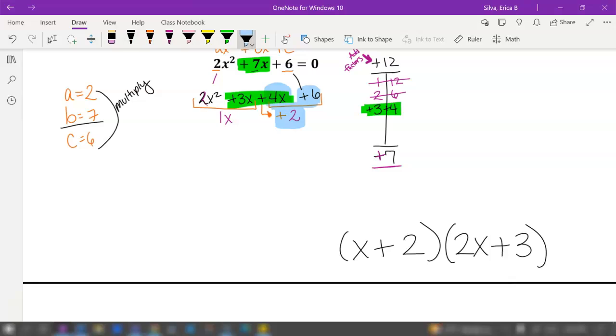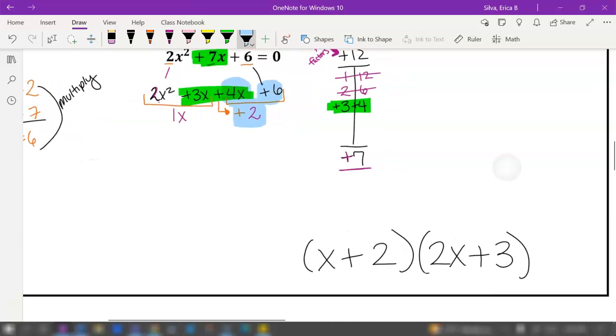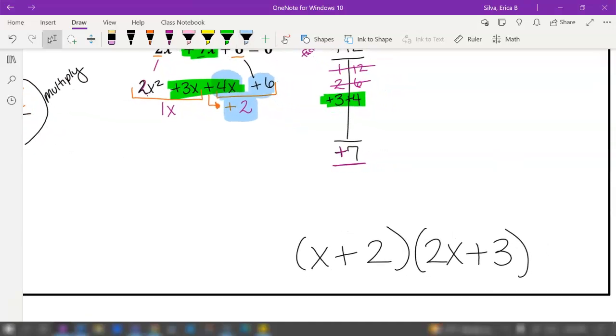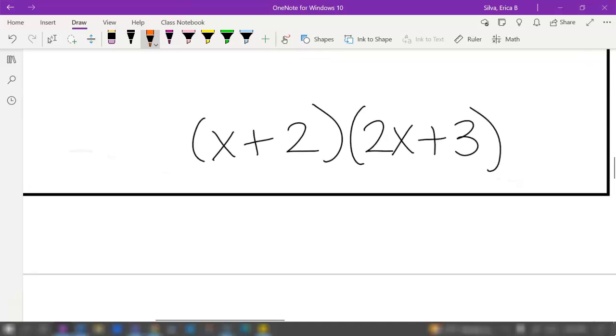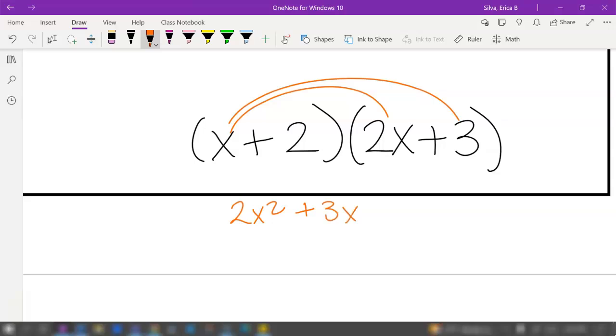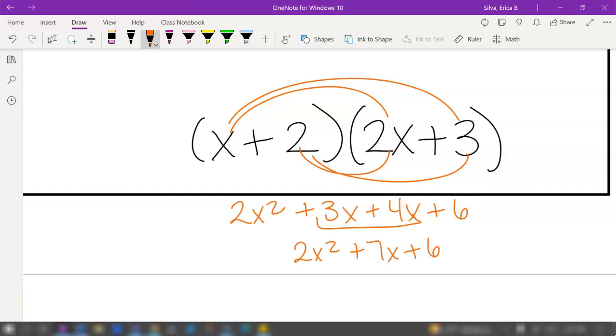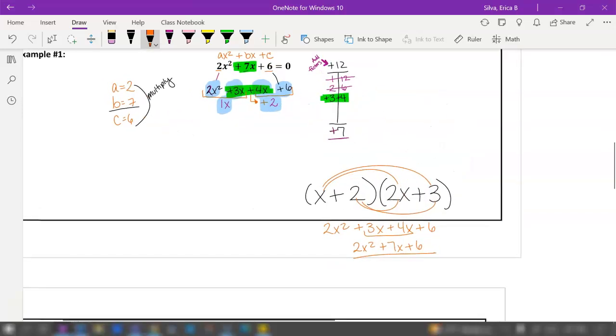Now to double check your work, and I encourage you to do this because it helps with catching mistakes, we're going to test it on the first group. So 2x squared divided by 1x, that does give us 2x. And then 3x divided by 1x, that does give us 3. And so I can make you all believers. Let's multiply this again. 2x squared plus 3x plus 4x plus 6. Combine these two, we get 2x squared plus 7x plus 6. And that's exactly the problem that we started off with.